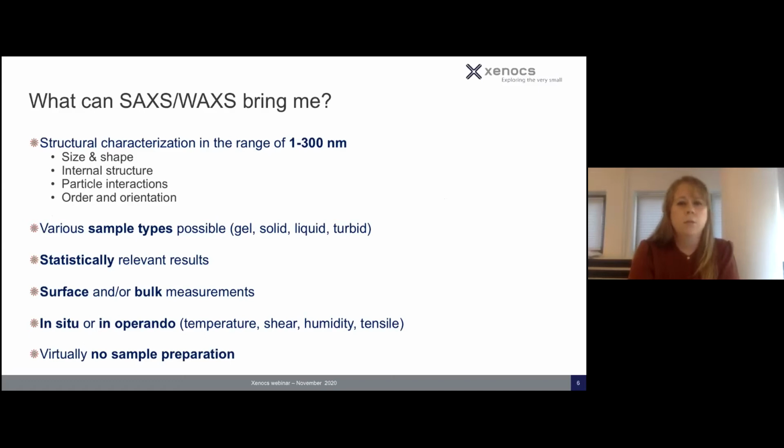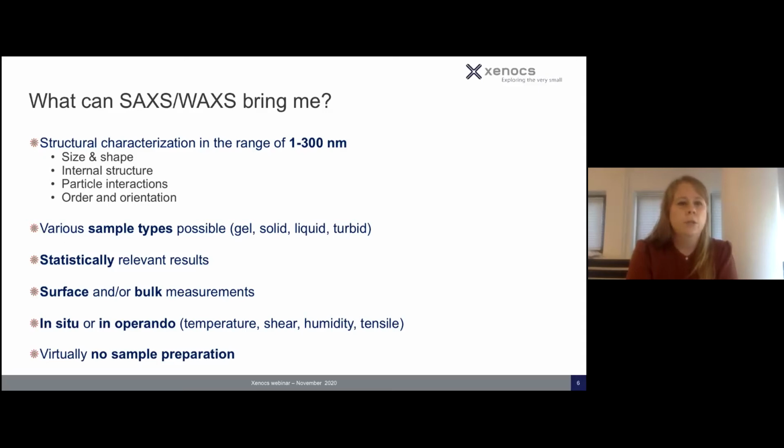What can SAXS and WAXS bring? Well, this is structural characterization in the range of 1 to 300 nanometers. It can give information about size, shape, internal structure, particle interactions, as well as order and orientation of samples. Various sample types are possible. So this can be gels, but also liquid samples or powders.